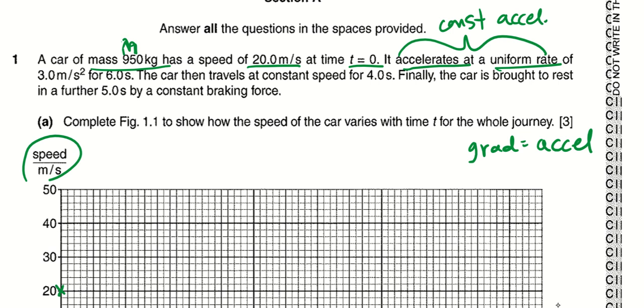So they have a uniform rate of 3 meter per second square. That means every second the speed increases by 3. For how long? For 6 seconds. The car then travels at a constant speed for 4 seconds. So these are things that you need to take note of. Finally, the car is brought to rest. That means the speed is 0 in a further 5 seconds by a constant braking force.